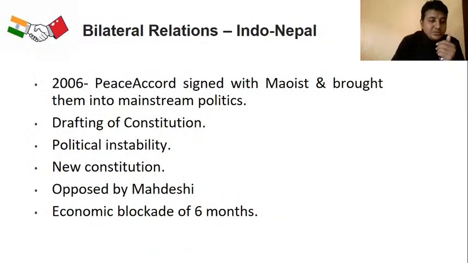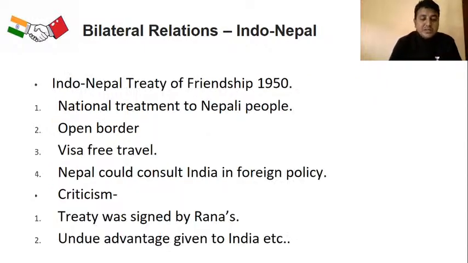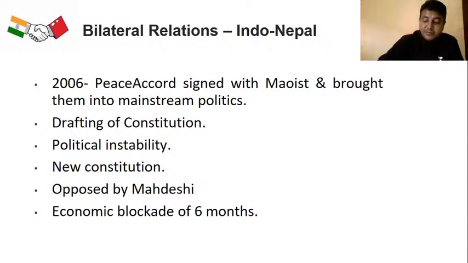We mentioned the 2006 peace accord with Nepal. This peace accord brought the Maoists into mainstream politics. India played the most important role in that. There were several problems: instability, the new constitution, the problems of the Madhesis and all. And finally, everybody knows the economic blockade for 6 months, and because of this blockade, India lost a good friend. As we mentioned earlier, India had a monopoly over Nepal.